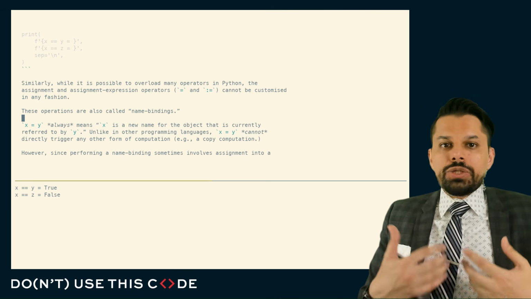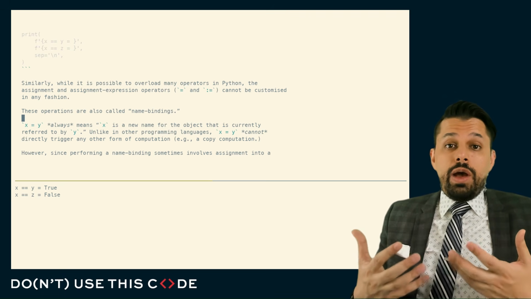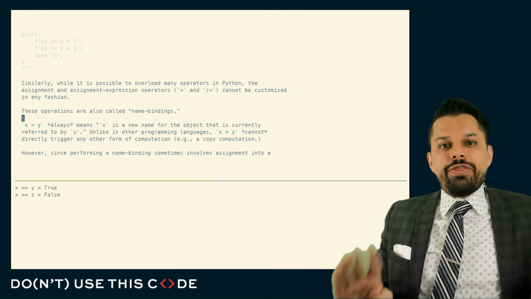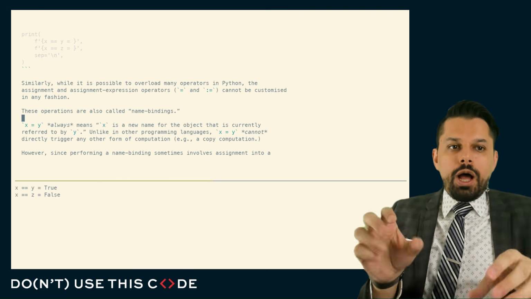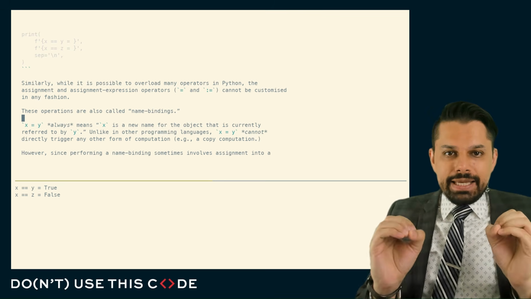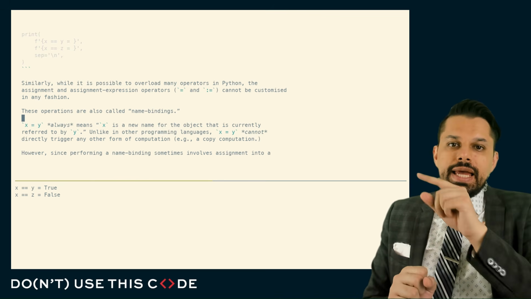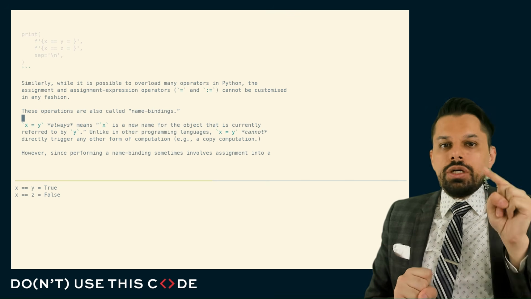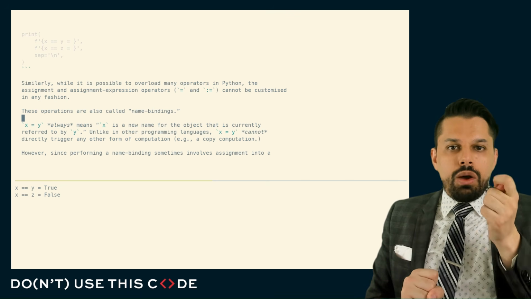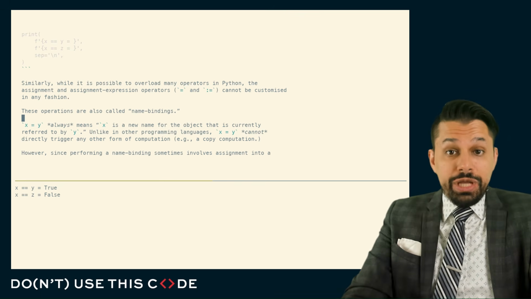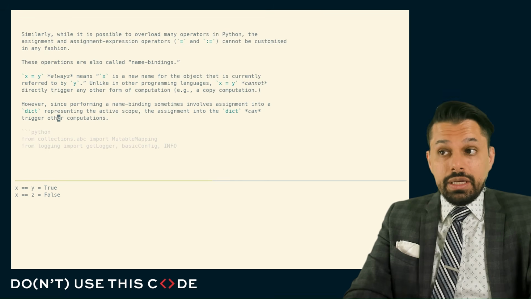In other programming languages like C++, you can do these. You have things like copy constructors and move constructors. These do not exist in Python at all. X equals Y always means the exact same thing, irrespective of what custom code somebody has written. It always means X is an alternate name to refer to the same thing that Y refers to. And this is what we might call a name binding or a name rebinding if X previously referred to something else.